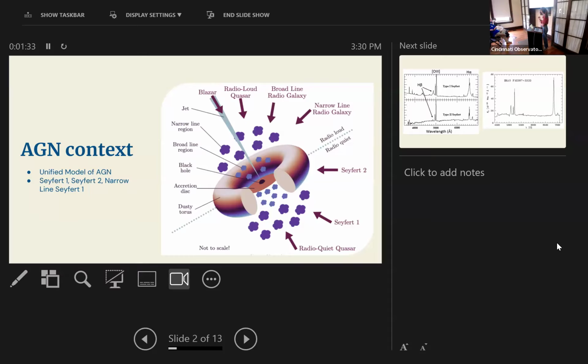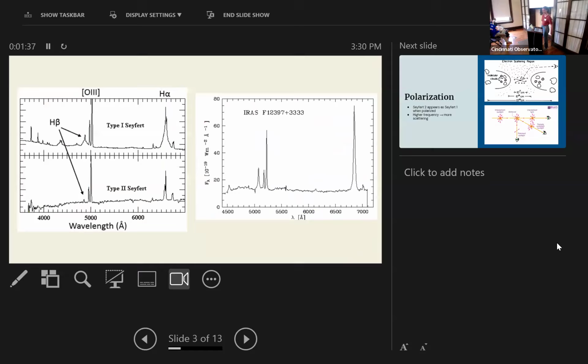So as I said, Seyfert-1s, Seyfert-2s, narrow-line Seyfert-1s. Luckily, Mark explained a little bit about the difference between a narrow-line Seyfert-1 and a normal Seyfert-1. A Seyfert-1 has broad and narrow-line regions. A Seyfert-2 does not display broad-line regions, and a narrow-line Seyfert-1 displays relatively narrow broad-line regions. So for instance, this is the spectrum of my source.